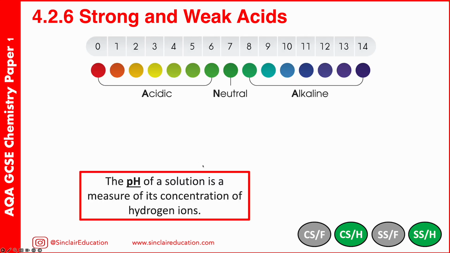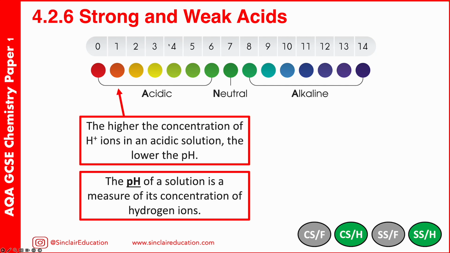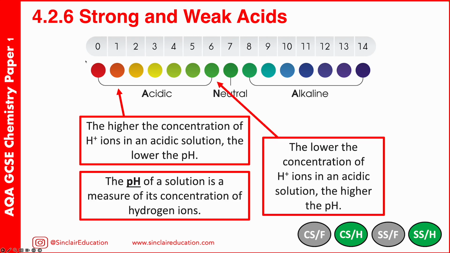The reason for this is that the measure of pH is all down to the concentration of hydrogen ions. So the higher the concentration of hydrogen ions, the more acidic and the lower the pH a substance is going to be. While if something's got less hydrogen ions, it'll have a higher pH.